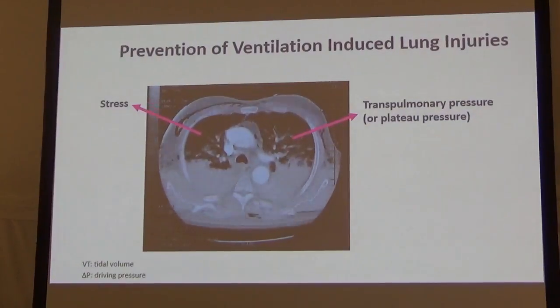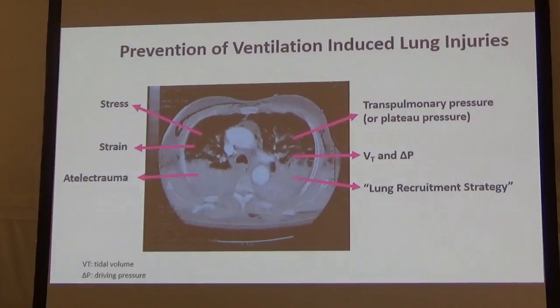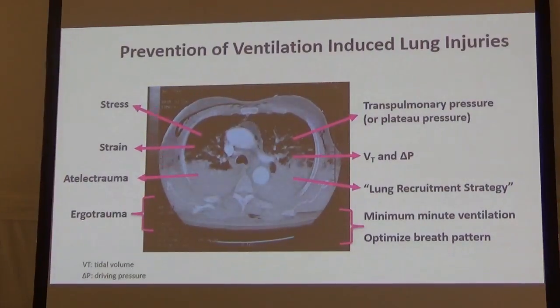How to prevent ventilation-induced lung injury? To prevent the stress, we should limit transpulmonary pressure, or if we don't have it, plateau pressure. To prevent the strain, we should limit tidal volume and driving pressure. To prevent atelectrauma, we should use the lung recruitment strategy. And to prevent ergotrauma, we should limit as much as possible the minute ventilation in order to limit the mechanical power. And for a given minute ventilation, we should try to optimize the breath pattern in terms of tidal volume, flow, and respiratory rate.